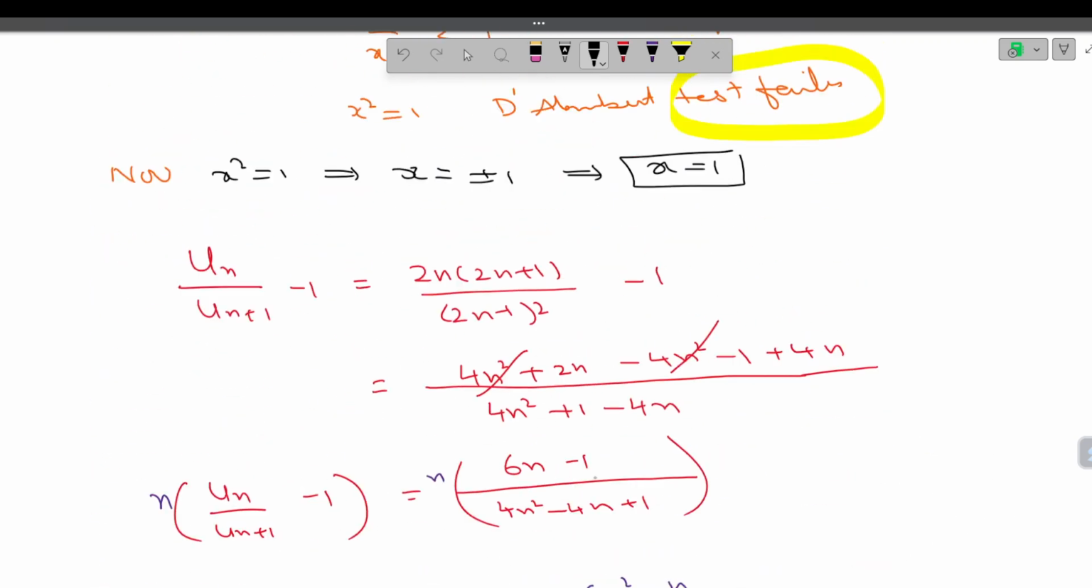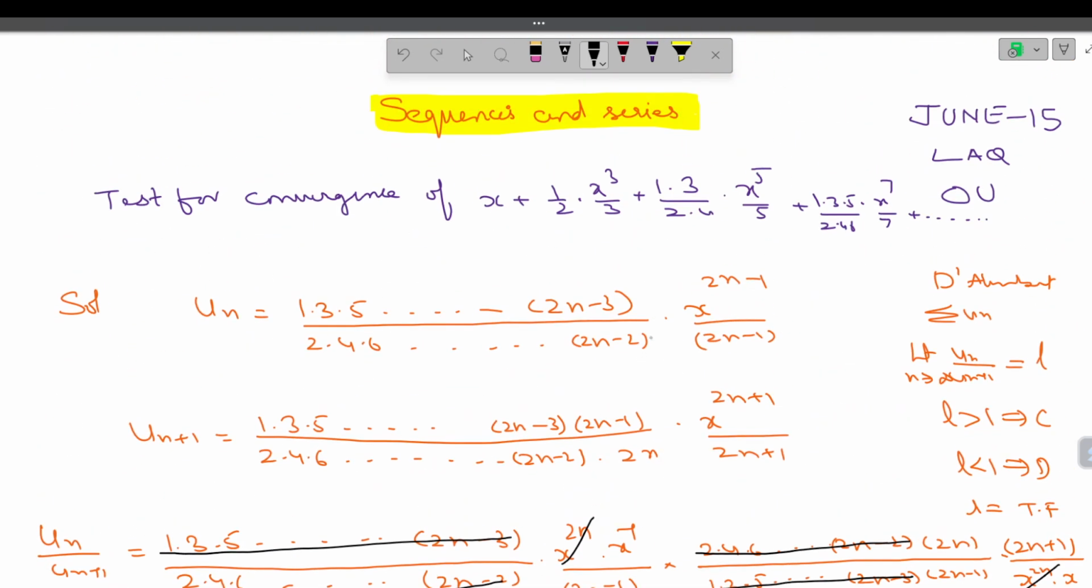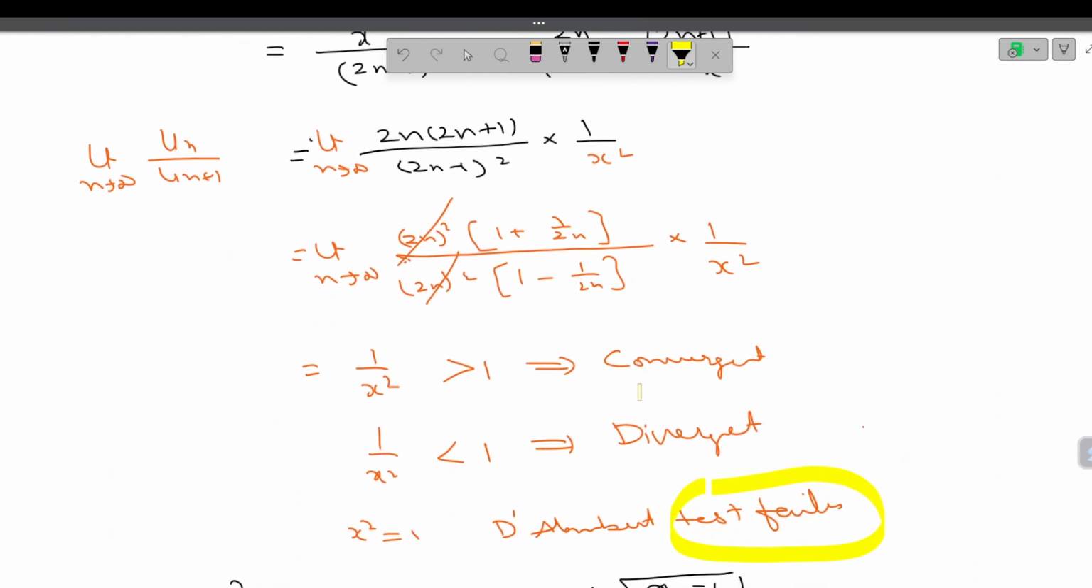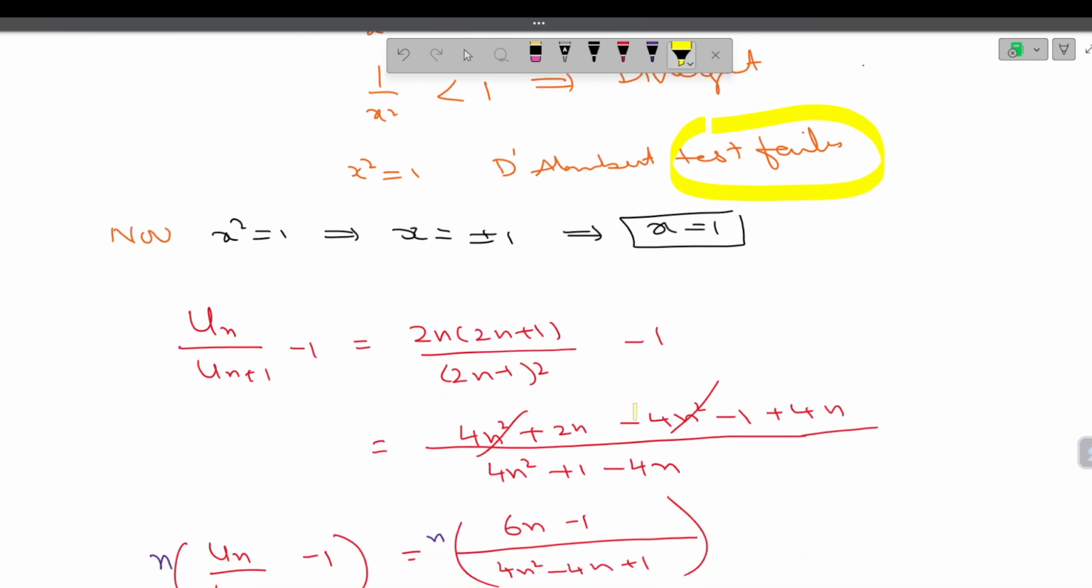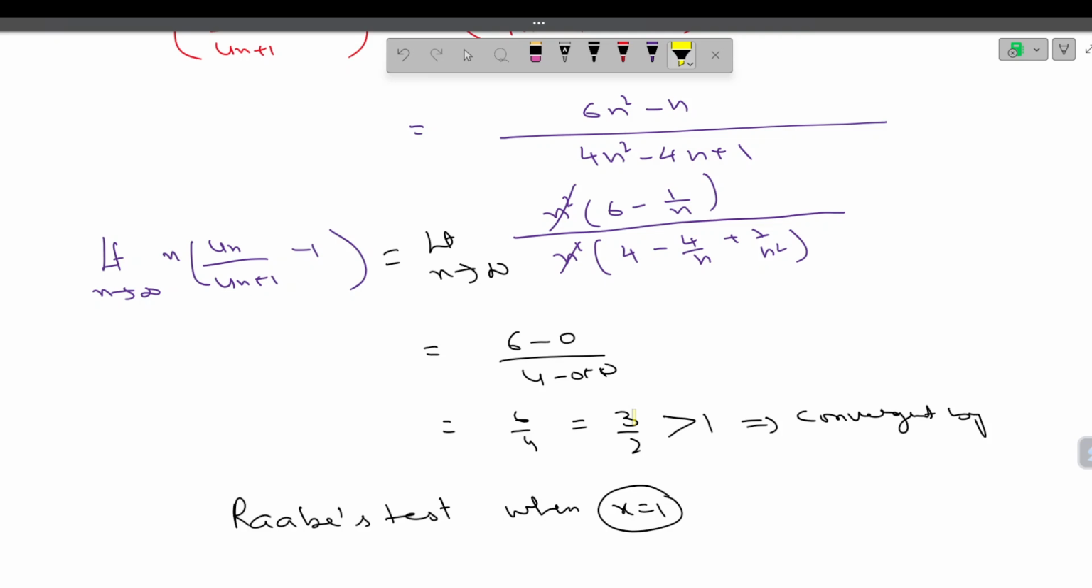Okay, that's it. So what we have done: first we took the nth term un, then un plus 1. Then we applied the D'Alembert test, and the answer came as conditional: x square greater than 1, convergent; less than 1, divergent; x square equal to 1, test fails. X square equal to 1 means x equal to plus or minus 1. Only plus 1 we are taking. X equal to 1. Then applying the Raabe test, we got 3 by 2 greater than 1. Therefore, the series is convergent by Raabe test. Hence, x equal to 1, the D'Alembert test fails, so two tests we have to do.